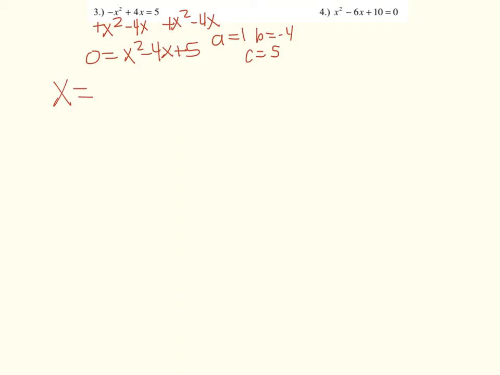So we plug into the formula x equals the opposite of b, which will be +4, plus or minus the square root of -4 squared minus 4 times a times c, all over 2 times the a value.